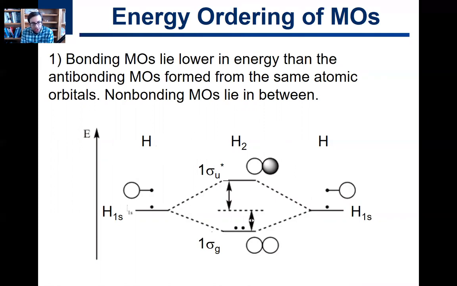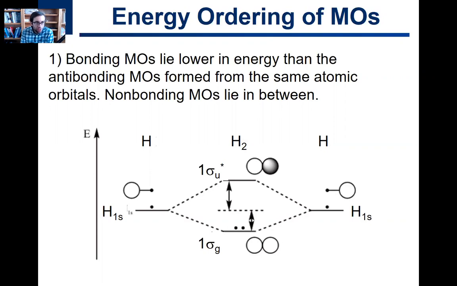orbitals. And so the first is that bonding molecular orbitals will lie lower in energy than the anti-bonding molecular orbitals formed from the same atomic orbitals. And non-bonding molecular orbitals will lie in between. So this is always true.